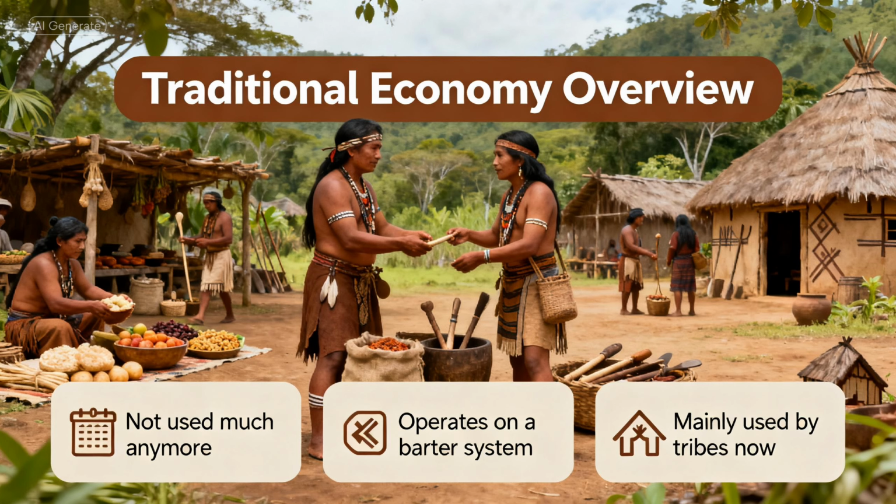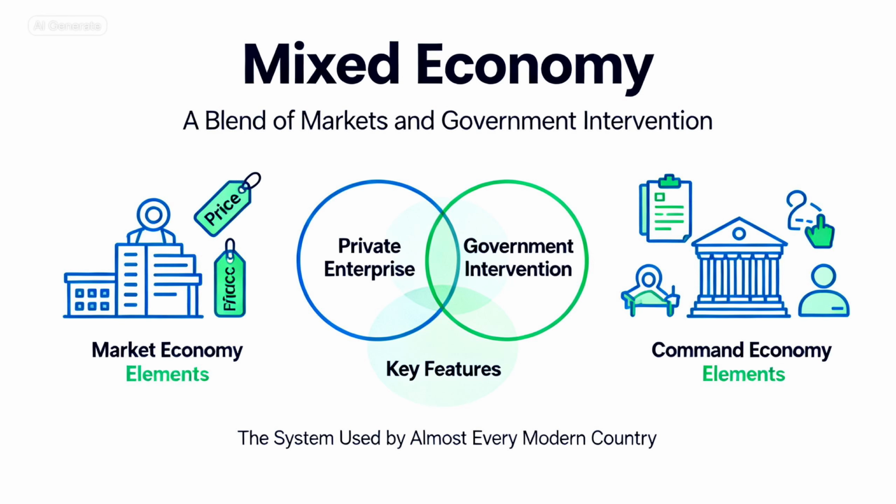Next is traditional economy. While it's not used as much anymore since it involves a barter system, it still exists in some tribes. And then mixed economy, a blend of market and government intervention, the system used by almost every modern country. These systems shape how resources flow and how decisions are made across the economy.